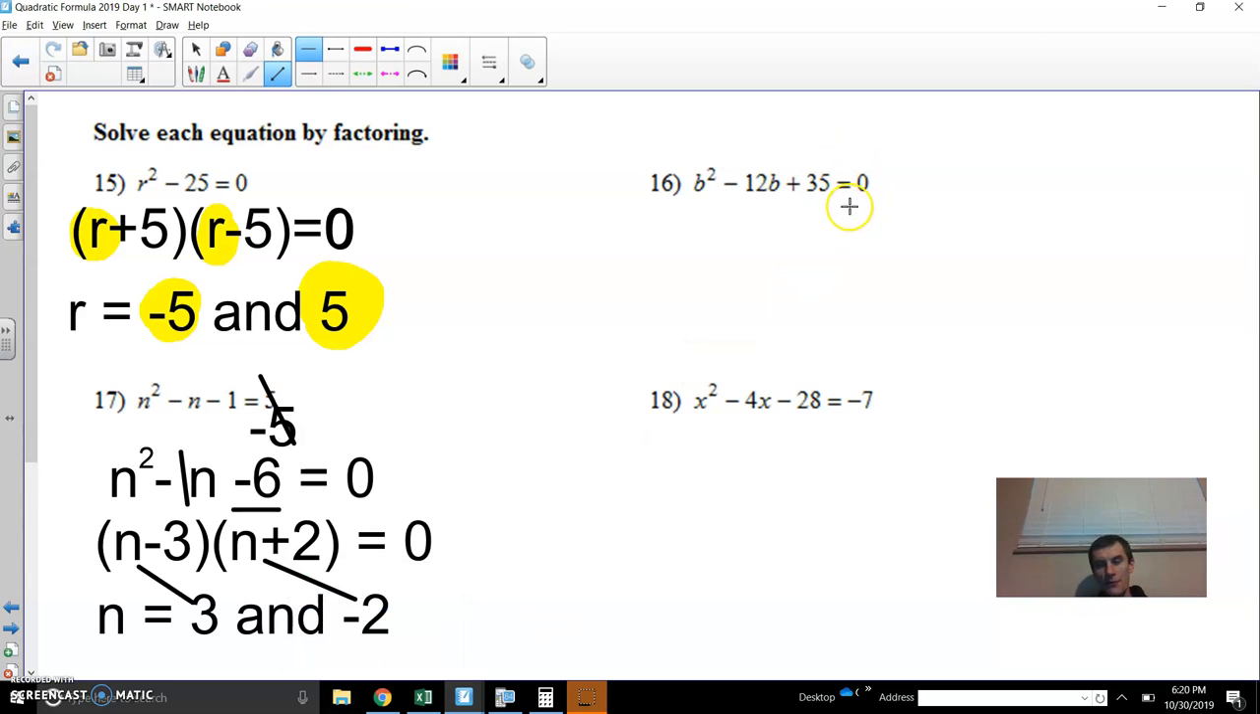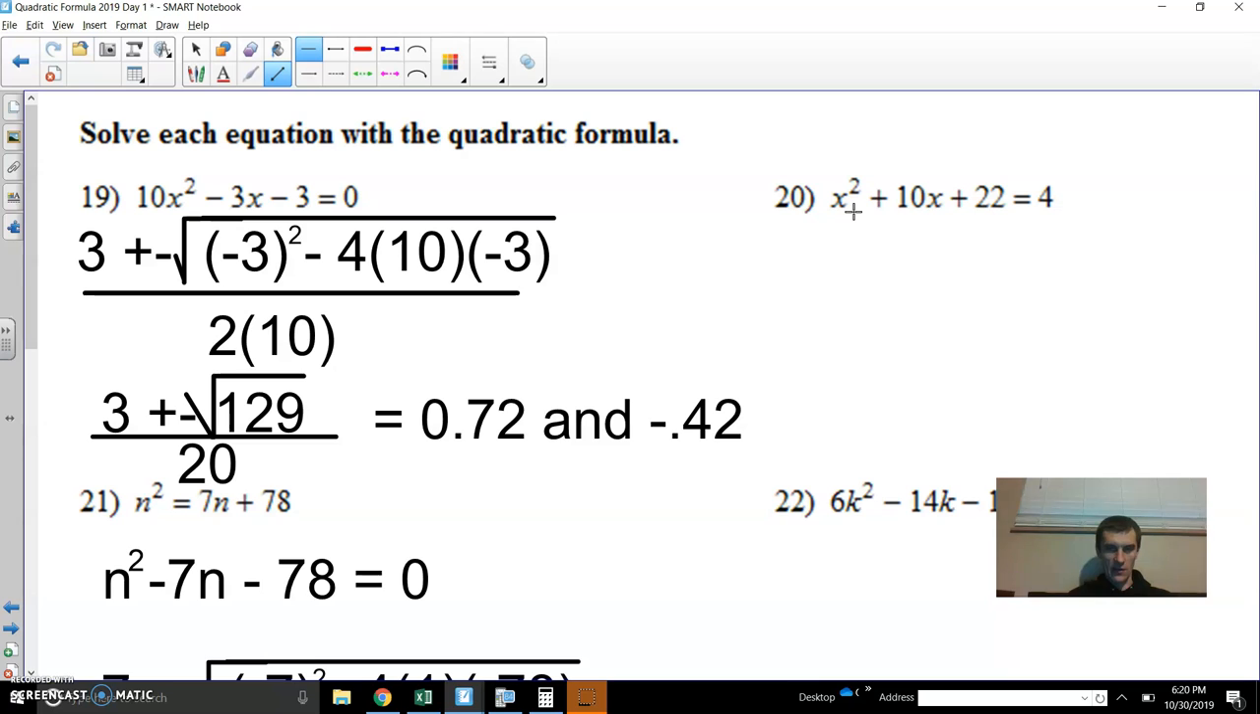So think about 35. Think about what numbers would multiply to be 35 and add to be negative 12 to build your terms. But then figure out what would make each of those 0. And that would ultimately solve the problem. But make sure you have equal 0 to begin with.